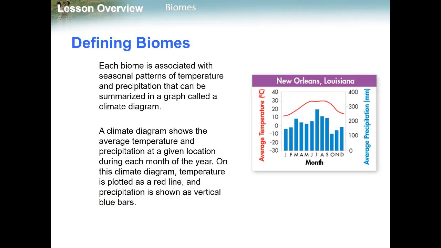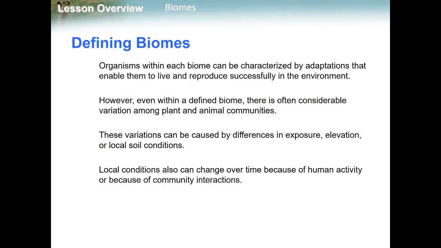So this is what is known as a climate diagram. And as I just explained, it shows the average temperature and precipitation at whatever location you happen to pick. And on this climate diagram, we also have temperature that is plotted by that red line, and the vertical lines are going to show the precipitation. So this is one of the things that we would use in order to define that biome that we're looking at.